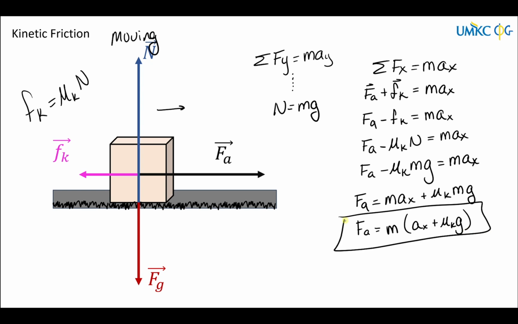So what is this telling us? This is telling us that the force applied not only has to cause the acceleration, but it also has to be large enough to overcome that kinetic frictional force. So it has to have enough of a magnitude to produce the acceleration that we see in the system, as well as to overcome that kinetic friction.